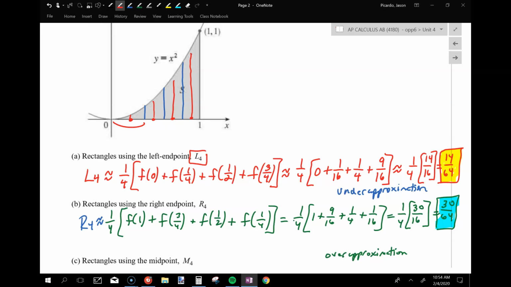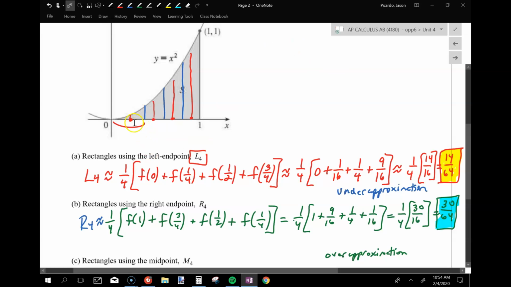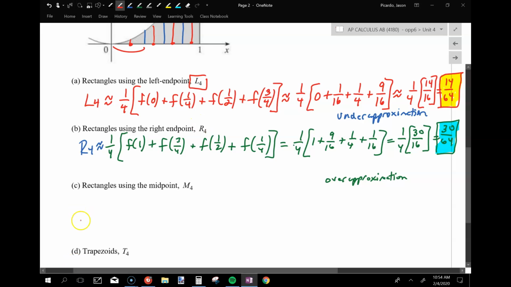So how do I get to the middles? Well, guys, I'm at the middle of 0 and a quarter. What's the middle of 0 and a quarter? They went to an eighth, right? Isn't that the middle? So they went to an eighth, and then they went to 3/8, and then to 5/8, and then to 7/8. So an M4 is going to be a quarter of this.